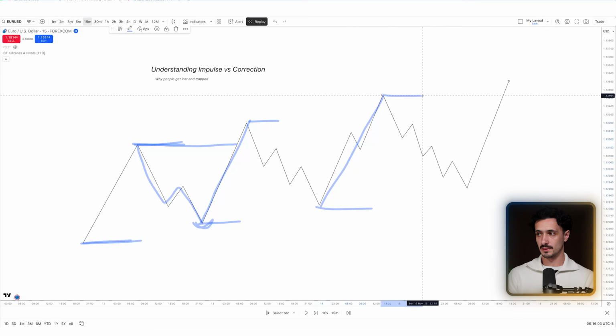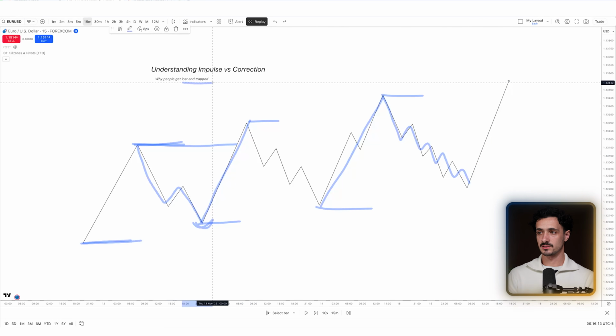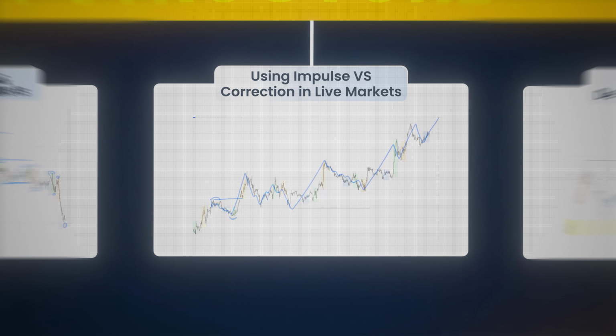Point A, point B, correction. Point A, point B, impulse. We want to trade impulses and avoid corrections, and many people get lost and trapped trying to read corrections. So what does that look like in the price action that we just went through?